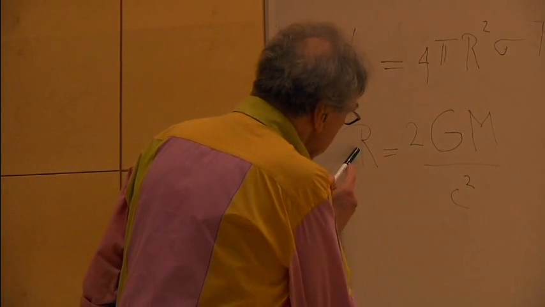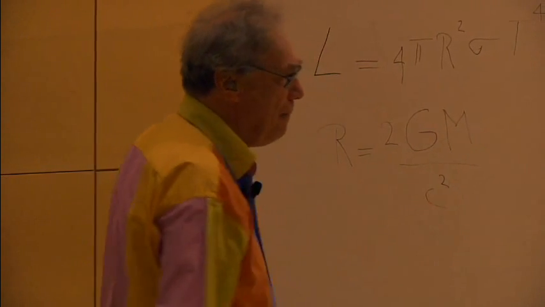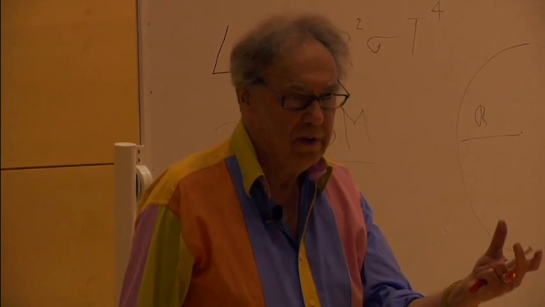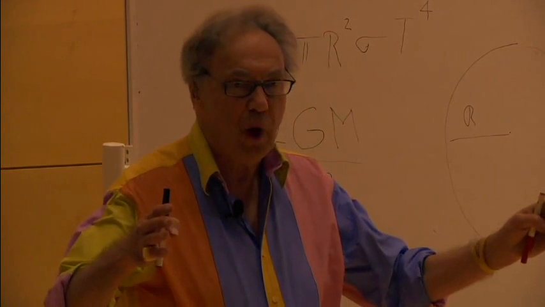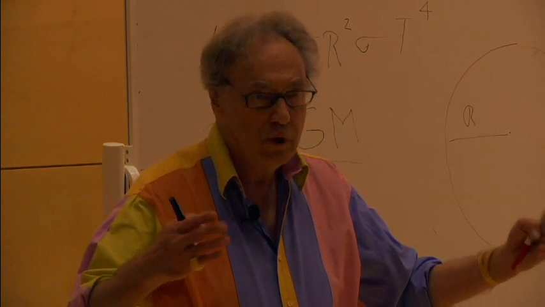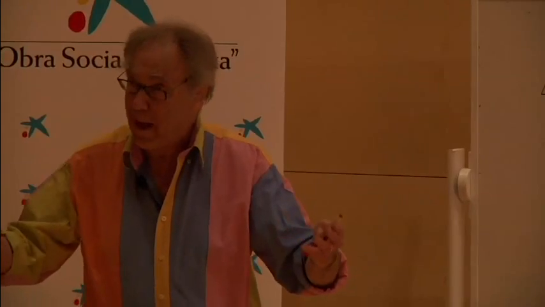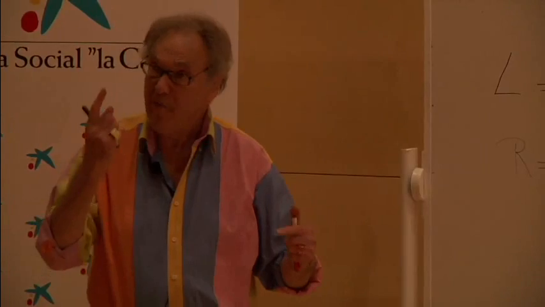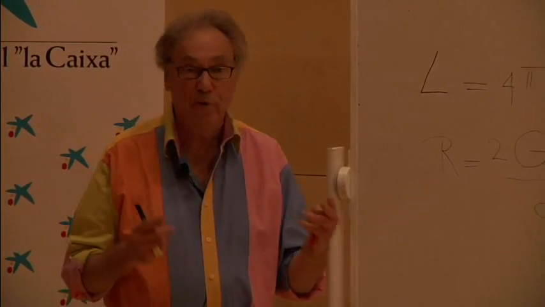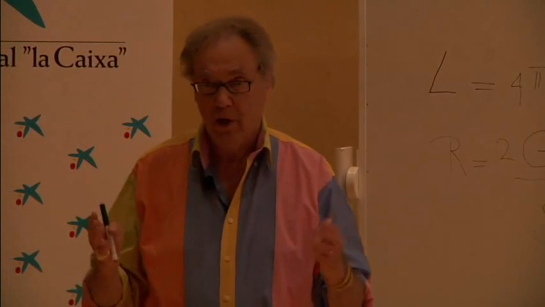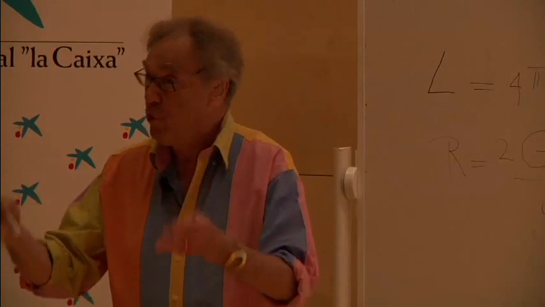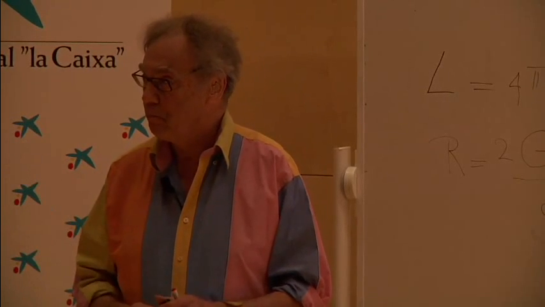Notice that R is linearly proportional to M. So if you make the black hole twice as massive, the event horizon becomes twice as large. It scales strictly linearly. To give you an idea, if the black hole had a mass of 1 solar mass, suppose you could make one, then the radius would be 3 kilometers. So a black hole of 10 solar masses would have a radius of 30 kilometers, 10 times more.